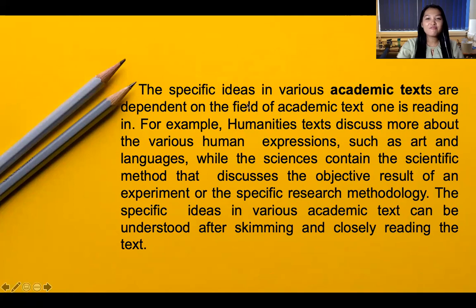Now, the specific ideas in various academic texts are dependent on the field of academic text that you are reading. For example, humanities texts discuss more about the various human expressions, such as art and languages, while sciences contain the scientific method that discusses the objective result of an experiment. Various academic texts can be understood after skimming and closely reading the text.